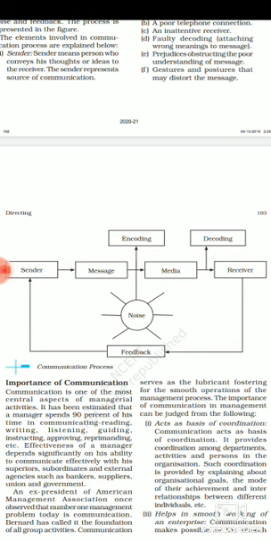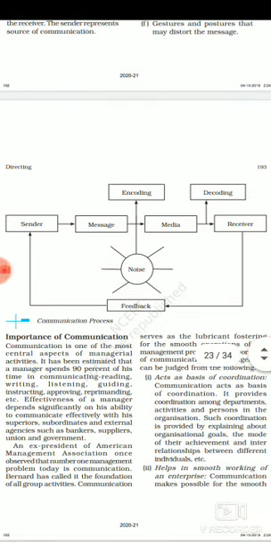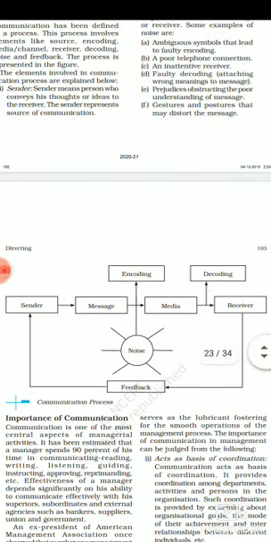Let's start the communication process. See the diagram. The first element of the communication process is the sender. Who is the sender? The sender is the person who conveys his thoughts or ideas to the receiver. The sender represents the source of communication.